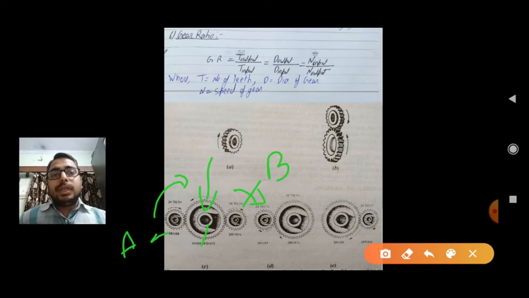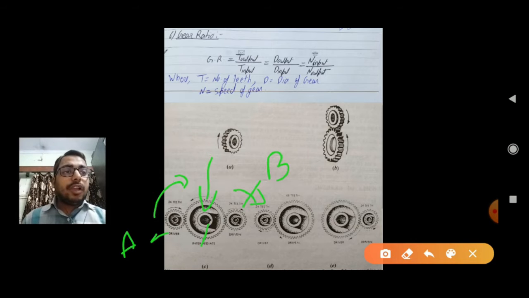Then how is it possible? It is possible by the use of the idler gear, by which the adjacent gear rotates in the reverse direction, due to which the reversal of the vehicle takes place. So these are the different types of gears and the set of gears, and what the idler is.